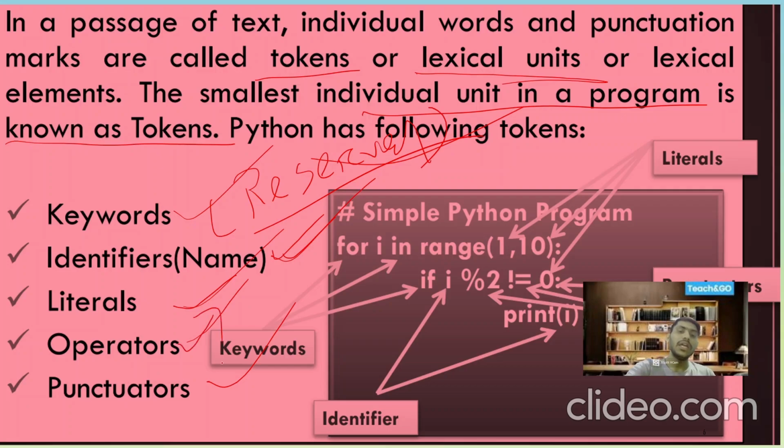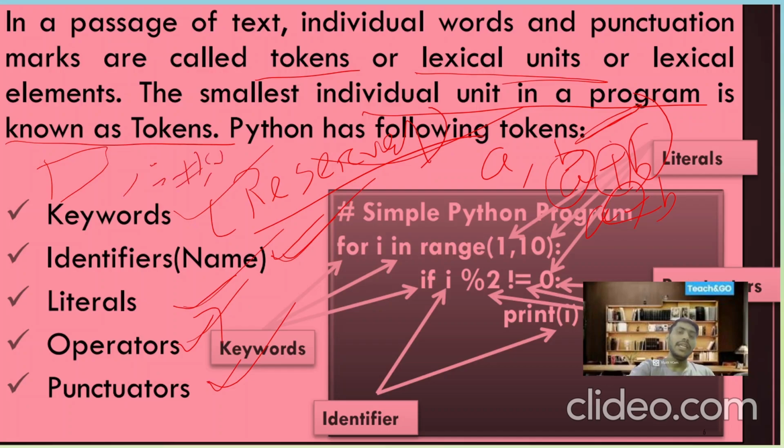Operators trigger some operation with the help of operands. Suppose we take a and b, and write a plus b, a minus b. Here the plus and minus are operators, which act on the operands. Punctuators make the structure of a program: comma, colon, hash, at the rate, single quotes, double quotes. So these are the different individual units present in Python, and in all other languages also you can find the same.